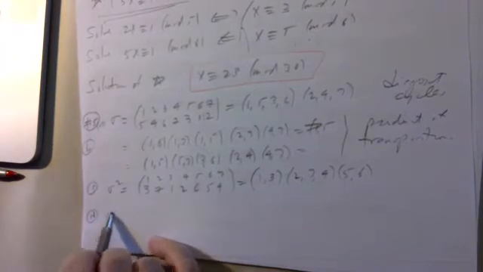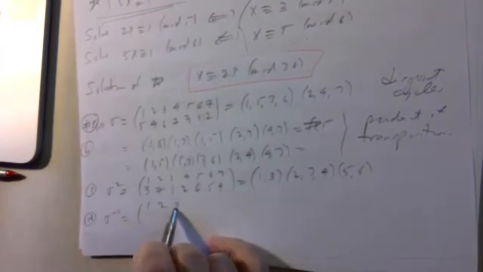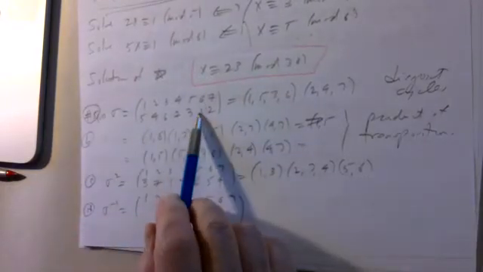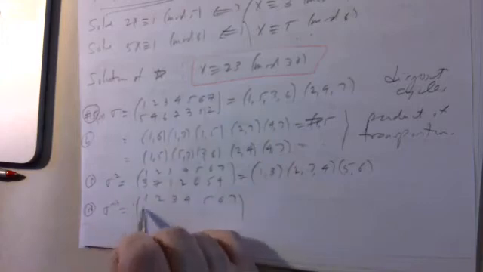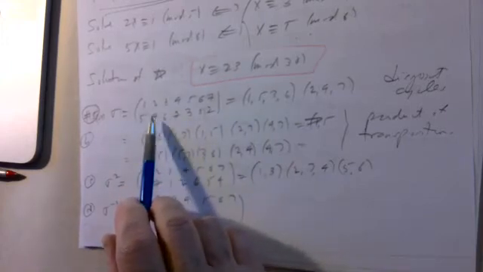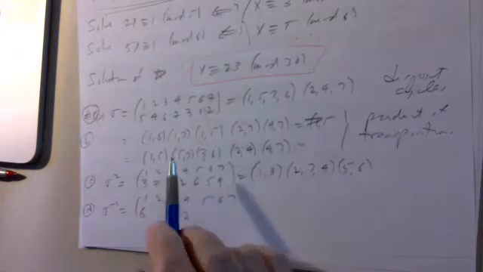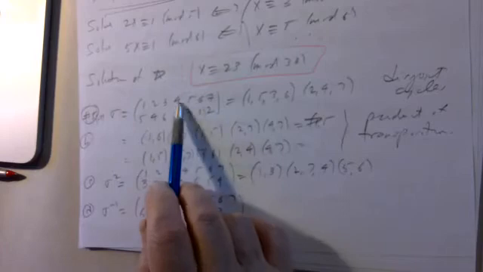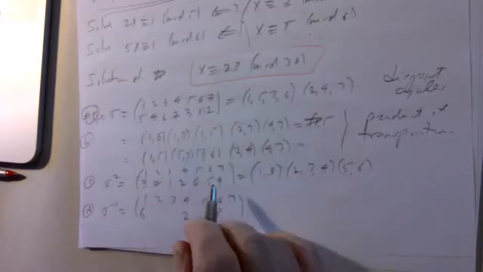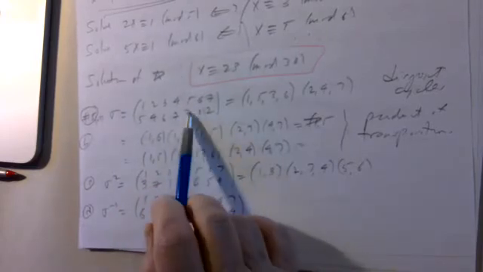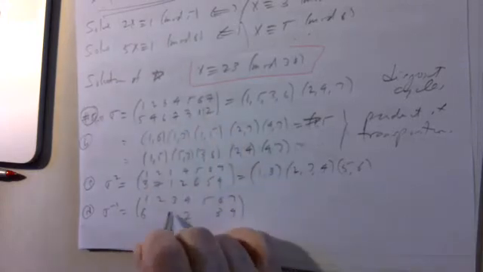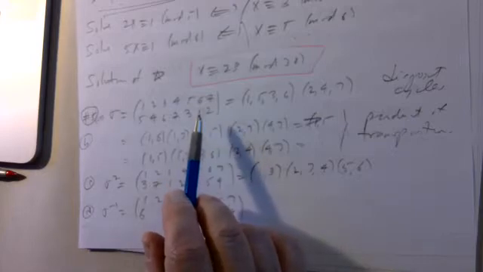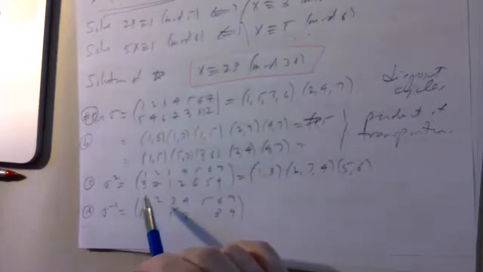And finally, sigma inverse. What is that? Well, 6 goes to 1, so the inverse sends 1 back to 6. 2 goes to 4, so the inverse sends 4 to 2. 3 goes to 6, so the inverse sends 6 to 3. 4 goes to 7, so the inverse sends 7 to 4. 5 goes to 3, so the inverse sends 3 back to 5. 6 goes to 1. We already did that. Let's see.